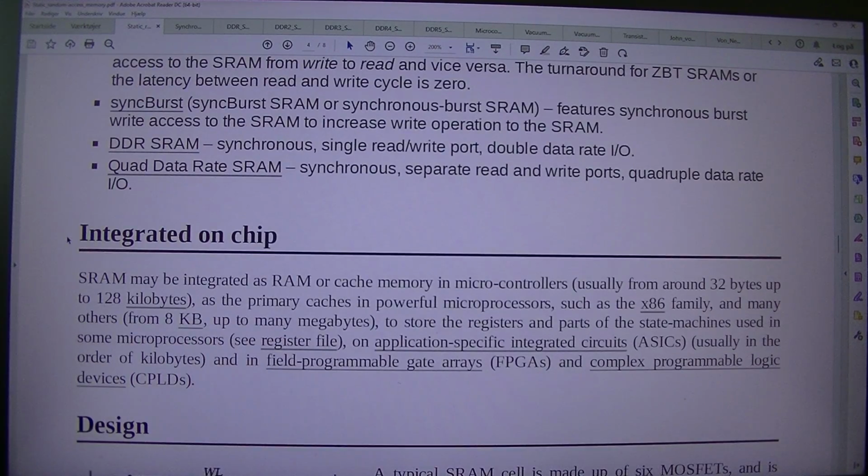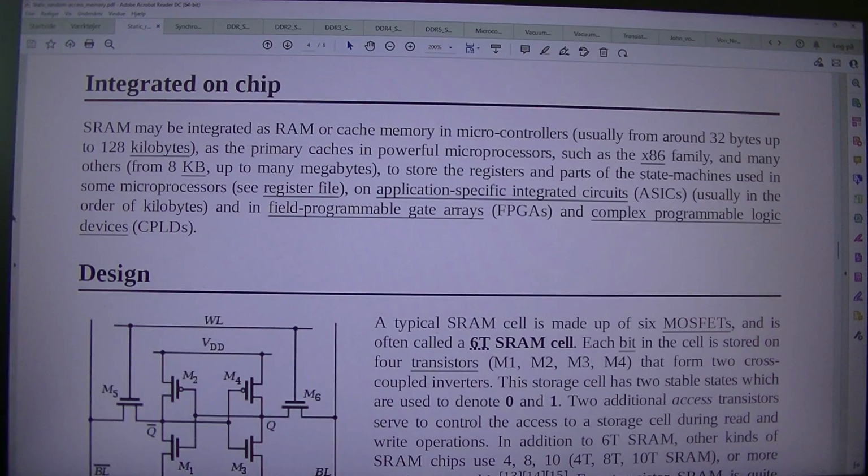Integrated on chip. SRAM may be integrated as RAM or cache memory in microcontrollers, usually from around 32 bytes up to 128 kilobytes, as the primary caches in powerful microprocessors, such as the x86 family, and many others, from 8 kilobytes up to many megabytes, to store the registers and parts of the state machines used in some microprocessors. See register file. It is also used on application-specific integrated circuits, ASICs, usually in the order of kilobytes, and in field programmable gate arrays, FPGAs, and complex programmable logic devices, CPLDs.